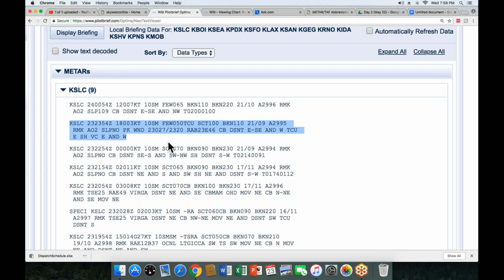When we see scattered, that means 3/8 to 4/8. When we see broken, that means 5/8 to 7/8, and then overcast means that there's just a solid layer of clouds. So it's just stepping up how much of the sky is covered in clouds. So few clouds, few and scattered, aren't considered to be a ceiling, because there's still plenty of the sky that's open. Like less than half the sky is covered in clouds.